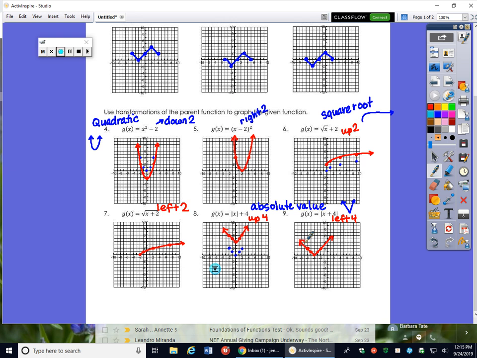And we have that graph move to the left 4. And we're done.